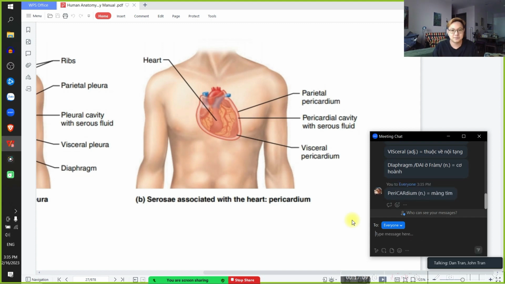Pericardium, màng tim. Okay, and of course, the outer membrane you have parietal pericardium. Cái lớp màng ngoài của cái màng tim nó sẽ có parietal pericardium. And inside you have visceral pericardium. Bên trong mình sẽ có cái lớp màng nội bên trong là visceral pericardium. And in between you have pericardial cavity, khoang màng tim, with serous fluid, với cái dịch nhầy.